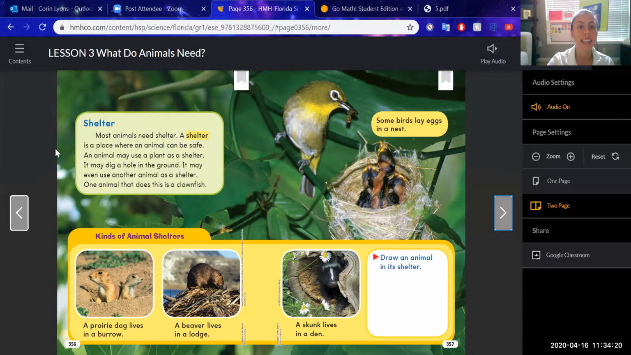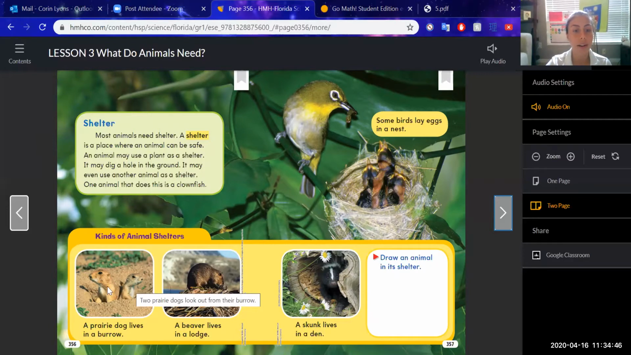Most animals need shelter. A shelter is a place where an animal can be safe. An animal may use a plant as a shelter. It may dig a hole in the ground. It may even use another animal as shelter. One animal that does this is a clownfish. So the baby bird's shelter is the nest.